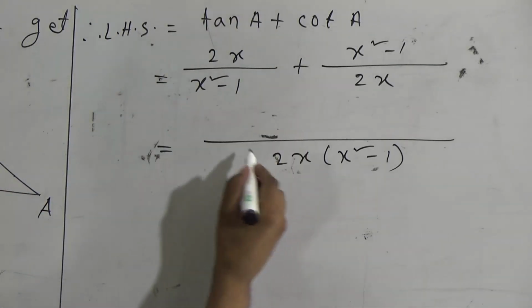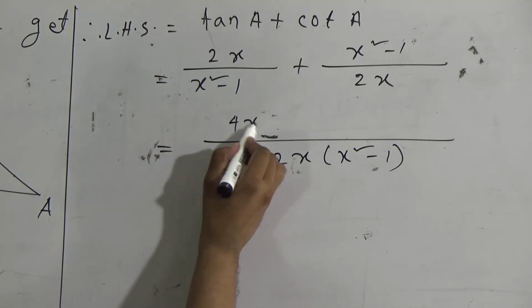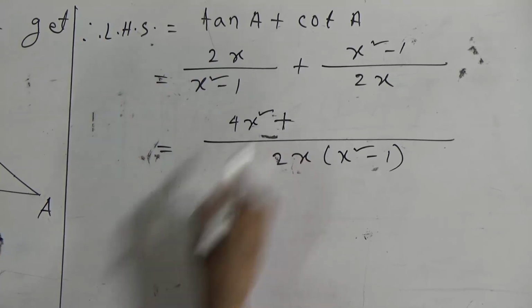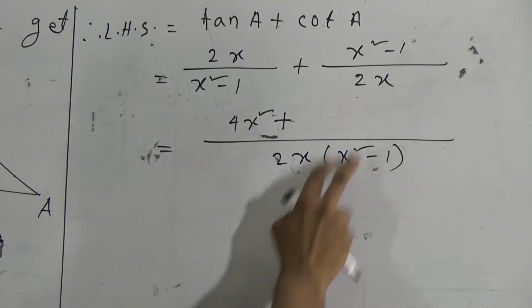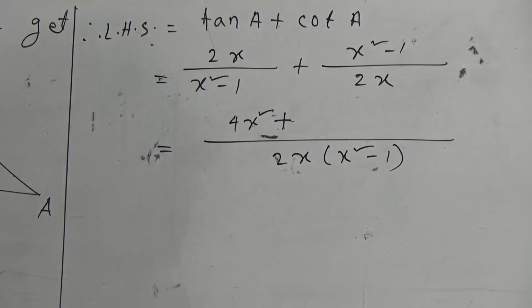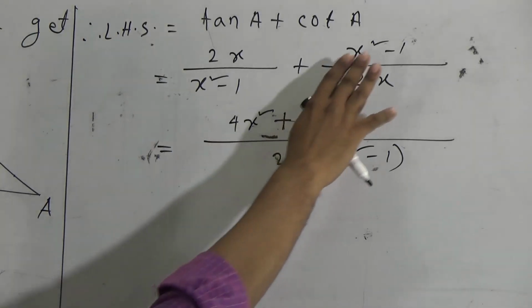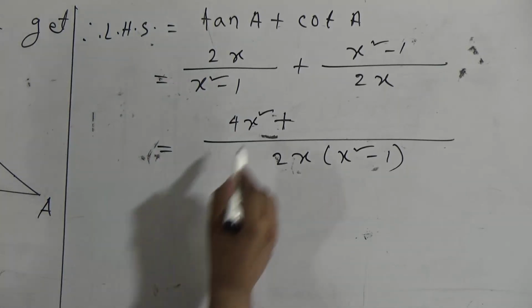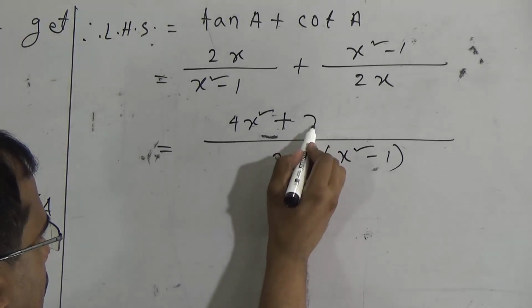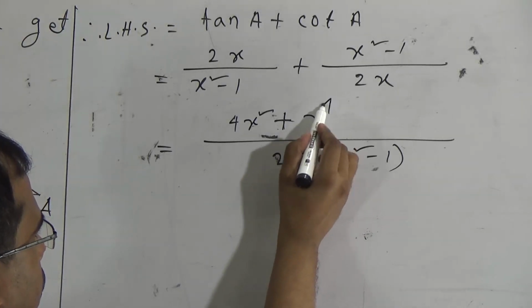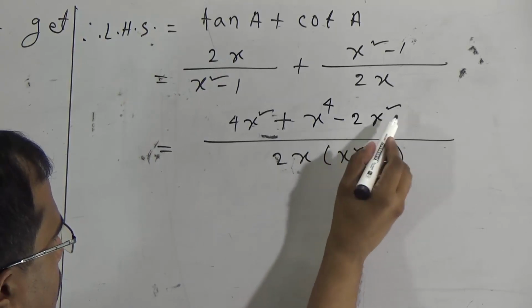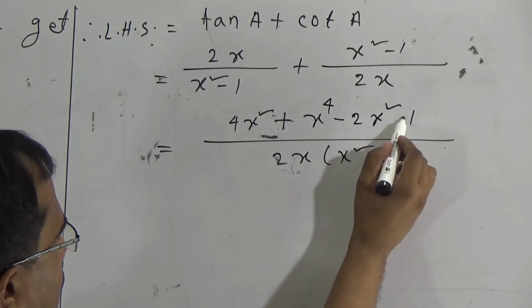And 2x multiplication 2x is equal to 4x square, plus. Now, if we divide this expression by 2x, then x square minus 1 will come. And x square minus 1 multiplication x square minus 1 is equal to x square minus 1 whole square. If we apply the formula a minus b whole square, then it will be x to the power 4 minus 2x square plus 1.